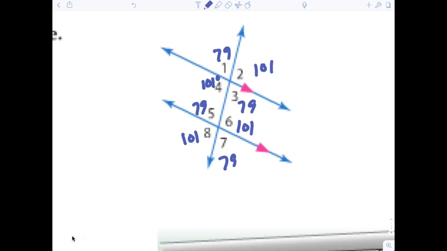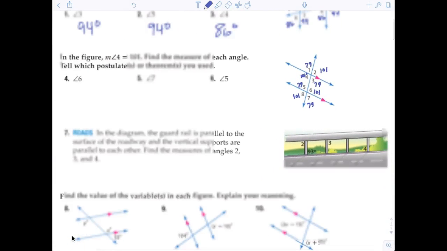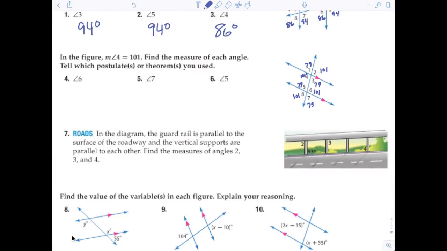And so now we just look over here, and they wanted 6, 7, and 5. So what's 6? 101. 7, 79 degrees, and angle 5, I'm sorry, thank you, 79 degrees. Make sure you put a little degree mark.